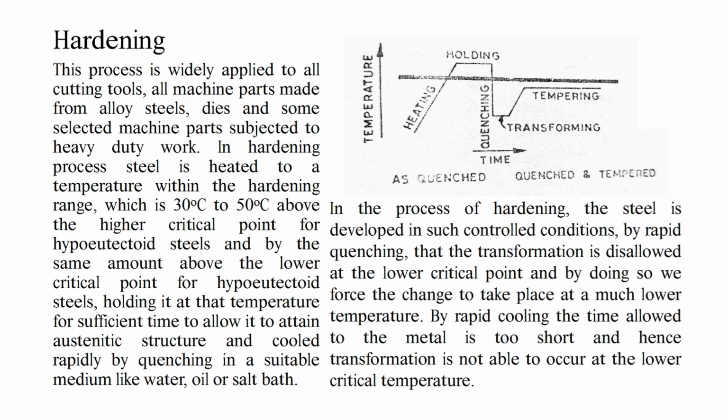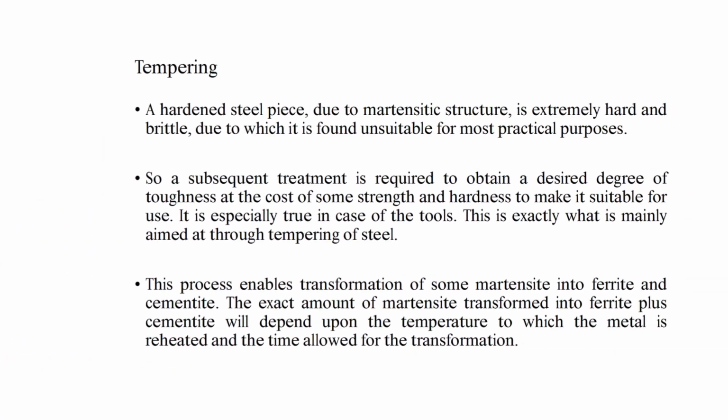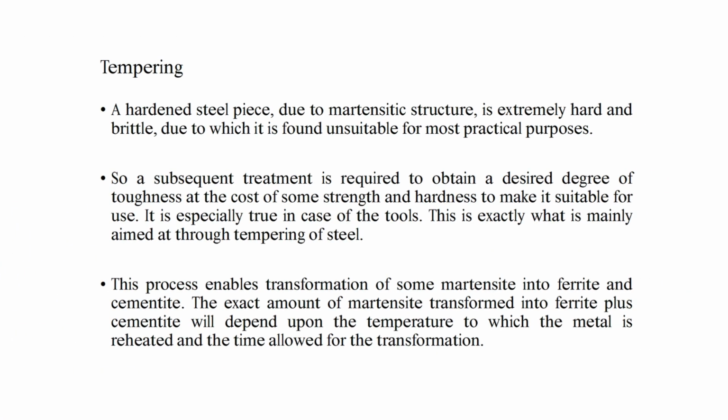The diagram on this slide shows the temperature curve over time. It includes the holding period, the rapid quenching step which leads to an as-quenched state, and then a subsequent tempering step which results in a quenched and tempered state with better properties. In hardening, by rapid quenching we disallow transformation at the lower critical point and force it to happen at a much lower temperature. The rapid cooling gives the metal too little time, preventing transformation at the higher temperature and forming a very hard structure. But a hardened steel piece, due to its martensitic structure, is extremely hard and brittle, making it unsuitable for most uses.